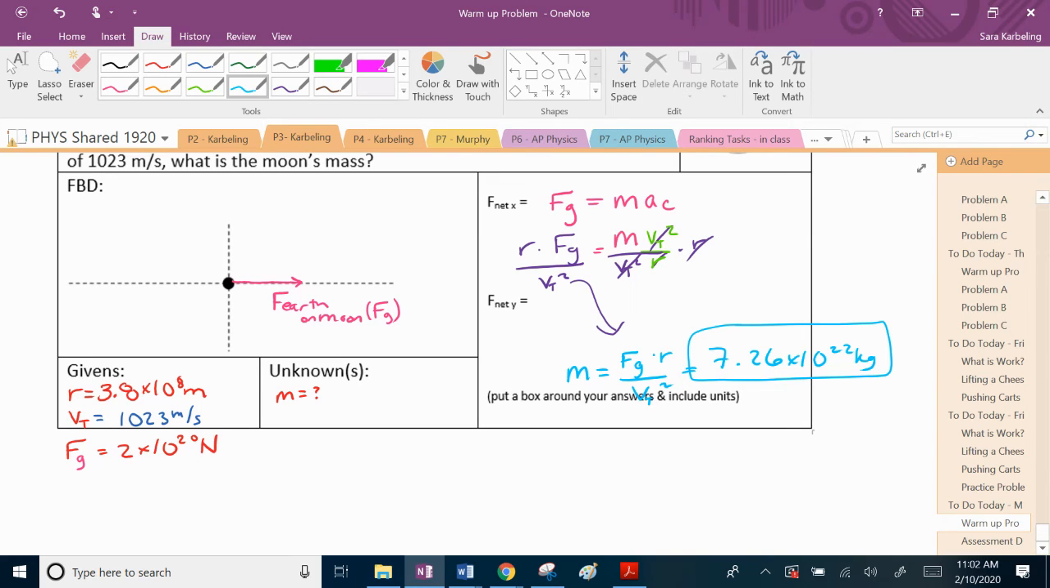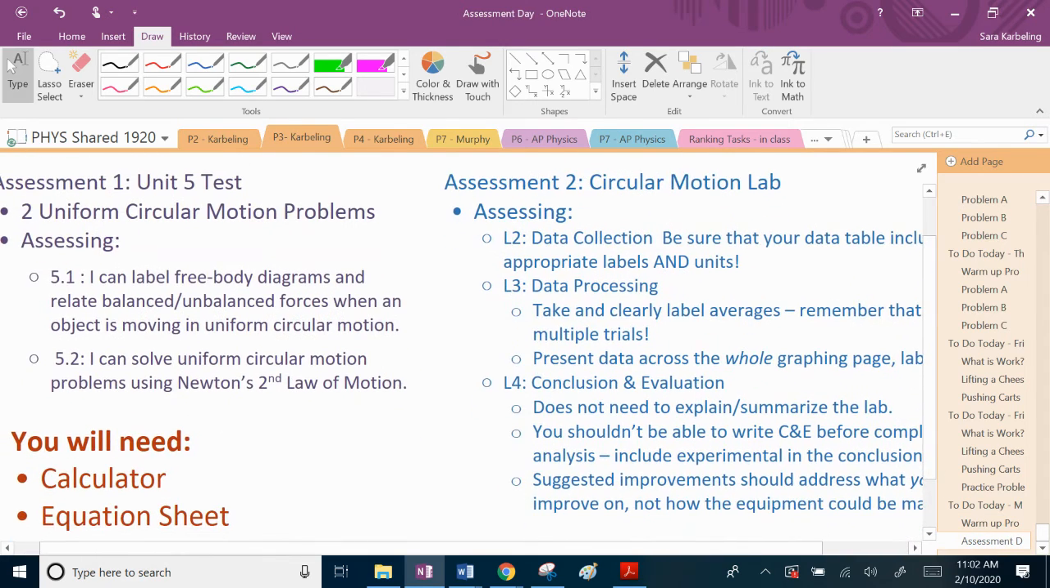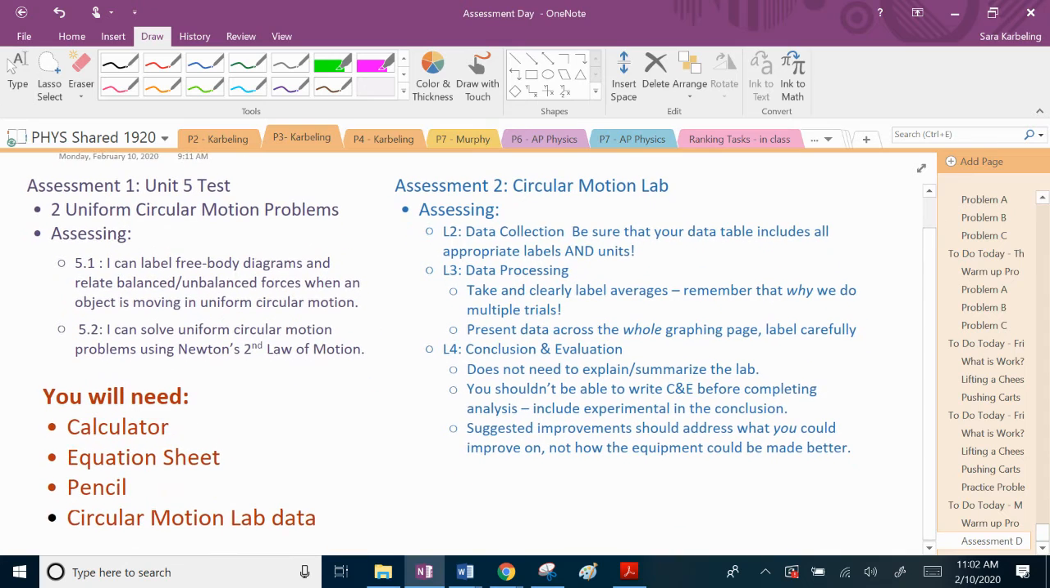Physicists, I need you to listen up here, please. Today we've got a lot of things to do, and so I need to kind of walk you through what's going on so that you know what is coming.